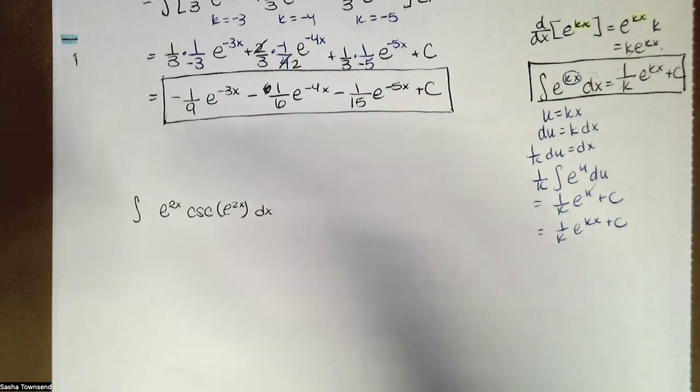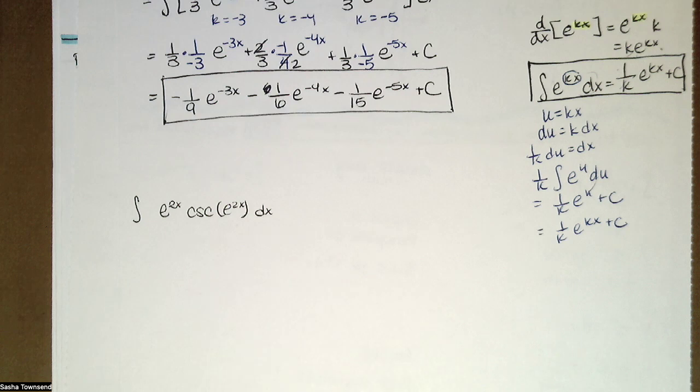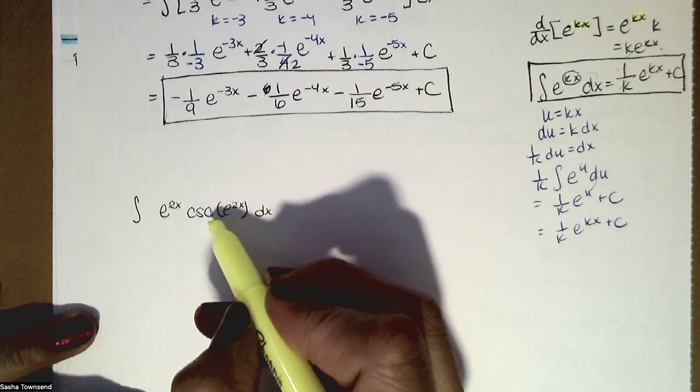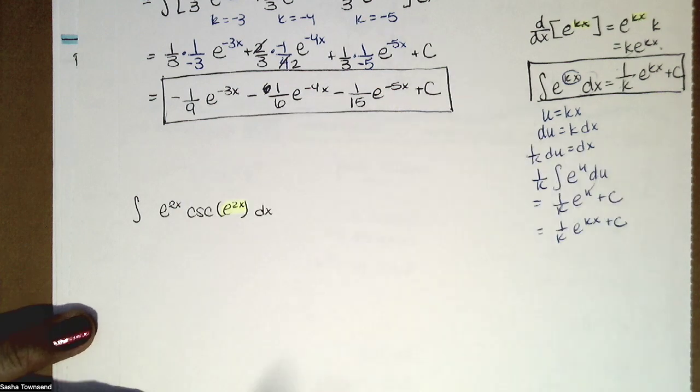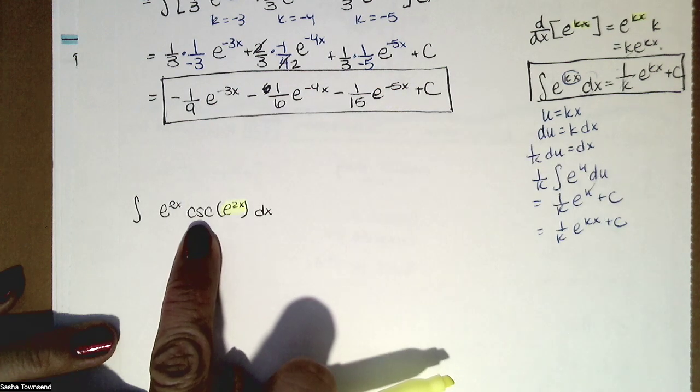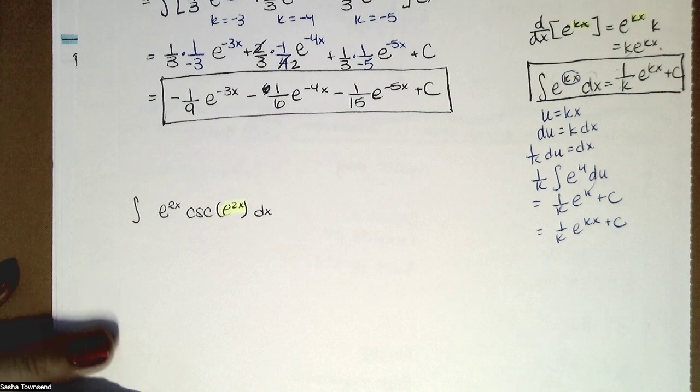Like, you can't just have tan by itself. You have to put something inside it. So when I see this cosecant, the first thing I notice is I've got that e to the 2x there. That is inside my cosecant function. So I'm going to use a u-substitution where u equals that e to the 2x.